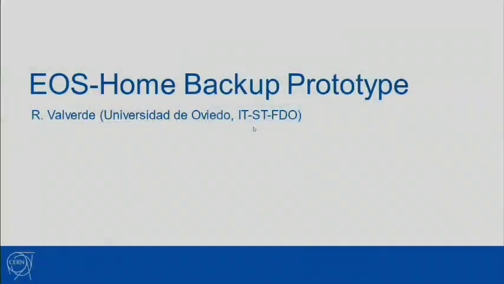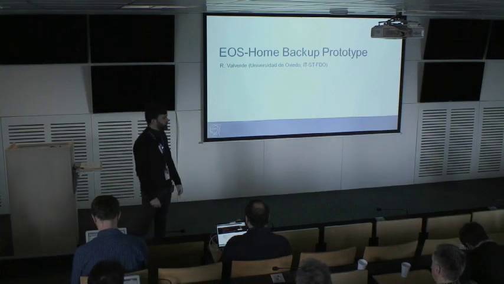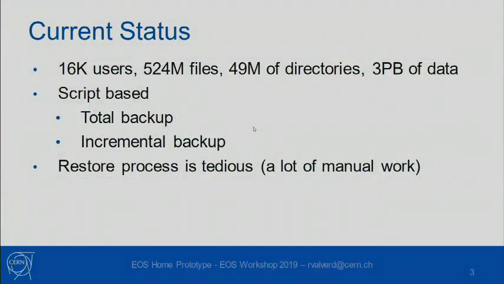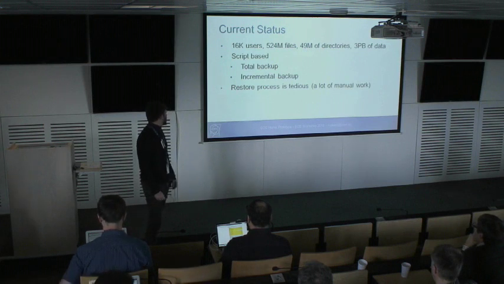Yes. Okay. I am going to talk about one prototype of a backup system for the EOS Home. This prototype is under evaluation right now. This is our current setup. The EOS Home is the backend for CERNBox, and currently we have 16,000 users, more than 500 million files, and 3 petabytes of logical space.